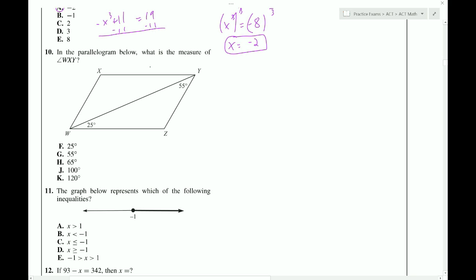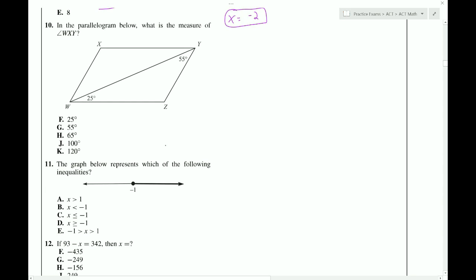In the parallelogram below, what is the measure of angle WXY? WXY is over here. Okay. So it's a parallelogram, so we know that we have alternate interior angles. So this would be 25. Then let's see. If we were to look at this as parallel lines, then 55, this would also be 55, right? Okay, so we'll write 55 here. And so we have a triangle with 55 and 25. So that adds up to 80. So that leaves 100 more to make 180.